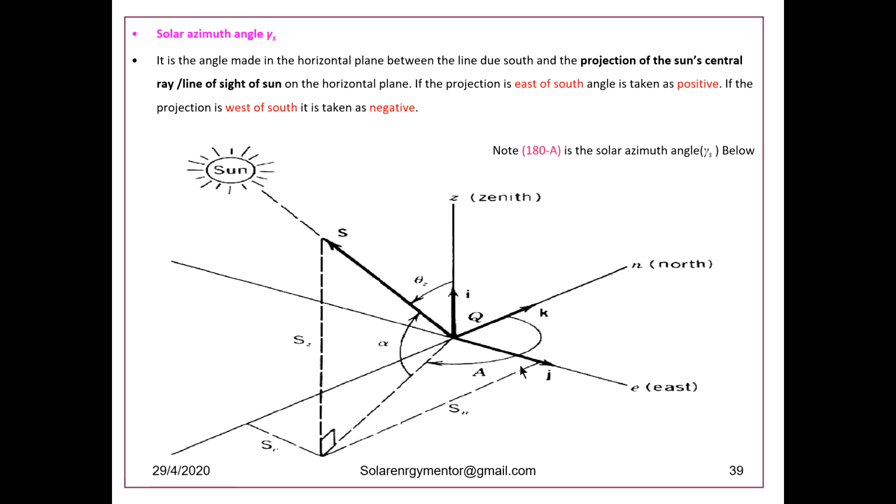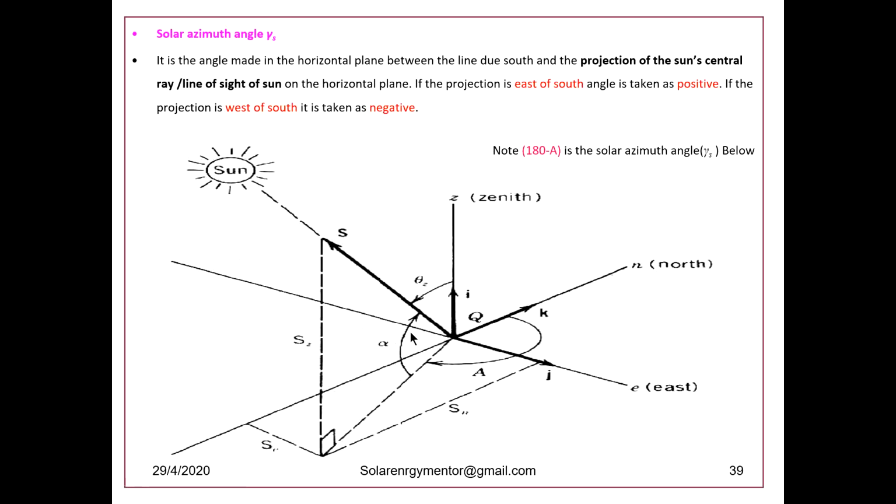Solar azimuth angle, gamma s. It is the angle made in the horizontal plane, between the line due south and the projection of the sun's central ray, or line of sight of the sun, on a horizontal plane. We will see what this is. Here in this figure, 180 minus a is the solar azimuth angle. So this is the azimuth angle.